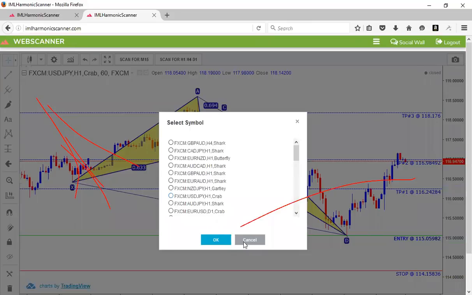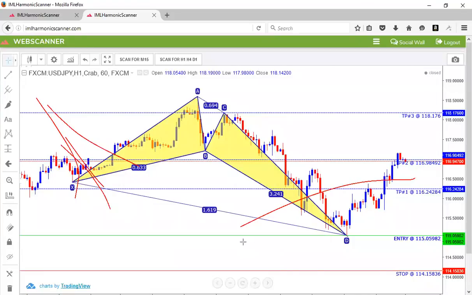I always look for the pairs that I like to trade, but I don't care which time frame they're on, as long as they're on H1, H4, or D1. But just know, if you do a D1 chart or H4, you can be in that one for a couple days, whereas the H1 chart, you can pretty much get out of that one in a couple of hours, in most cases.